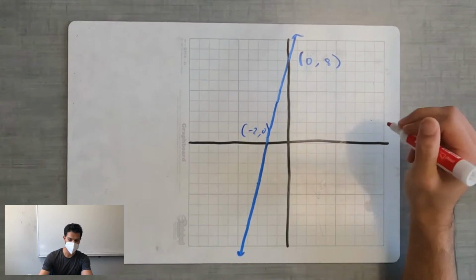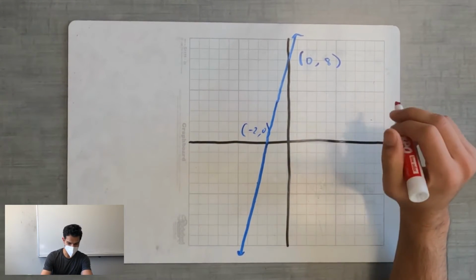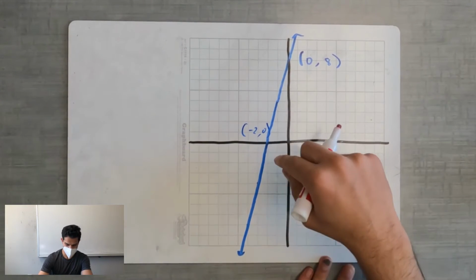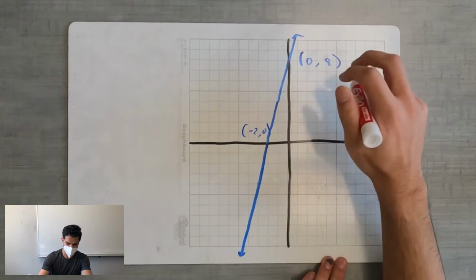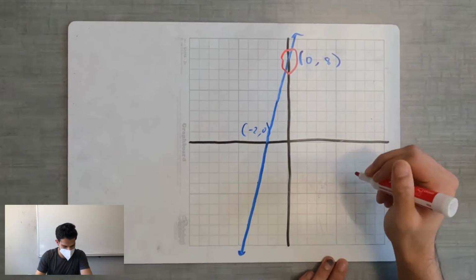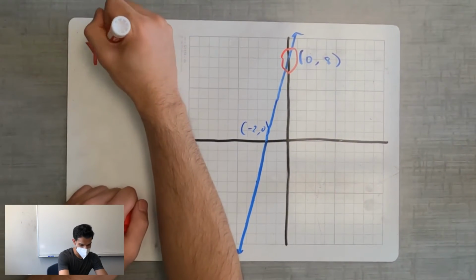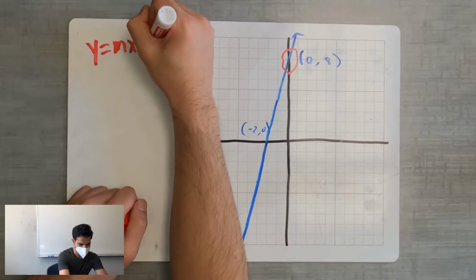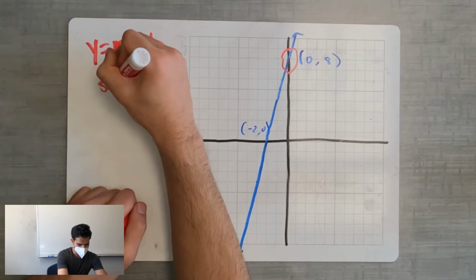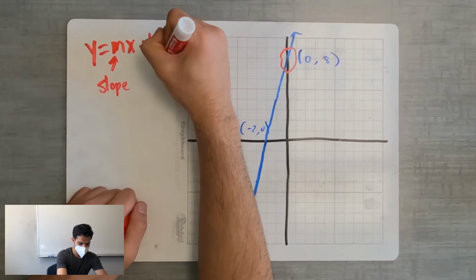So the first thing that I think makes sense to do when trying to do slope-intercept form is find the y-intercept. So we have the x-intercept and y-intercept labeled right here. So we have 0, 8. And just the general form for slope-intercept form is y equals mx plus b. And m would be the slope, and b is your y-intercept.